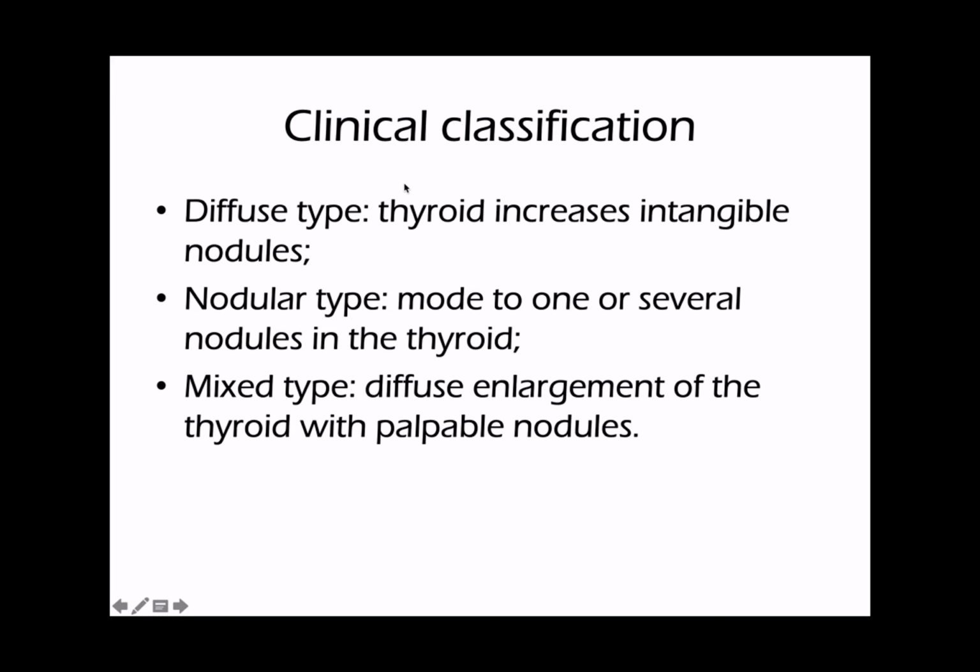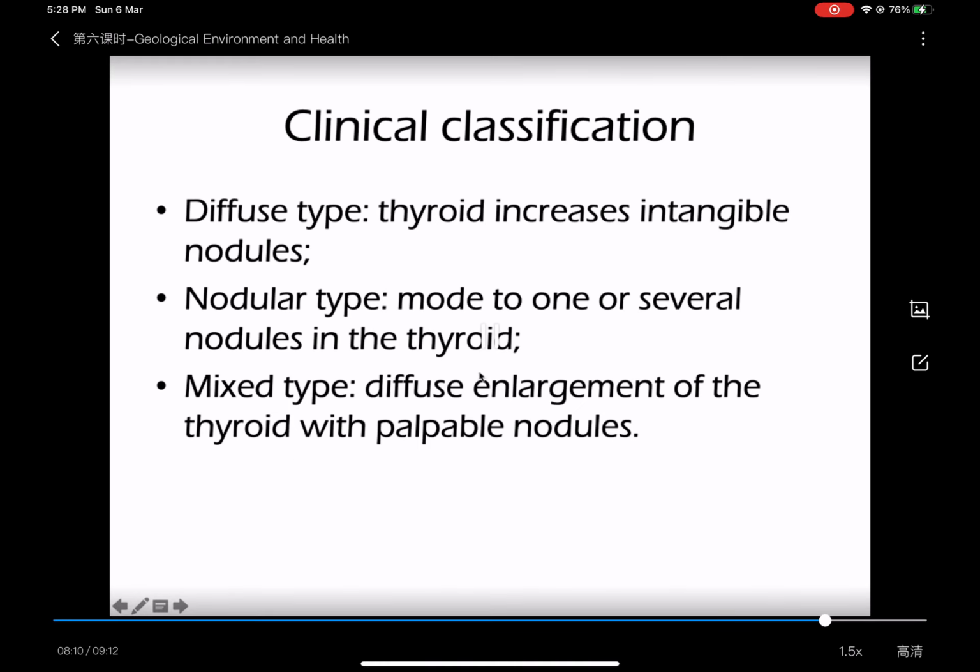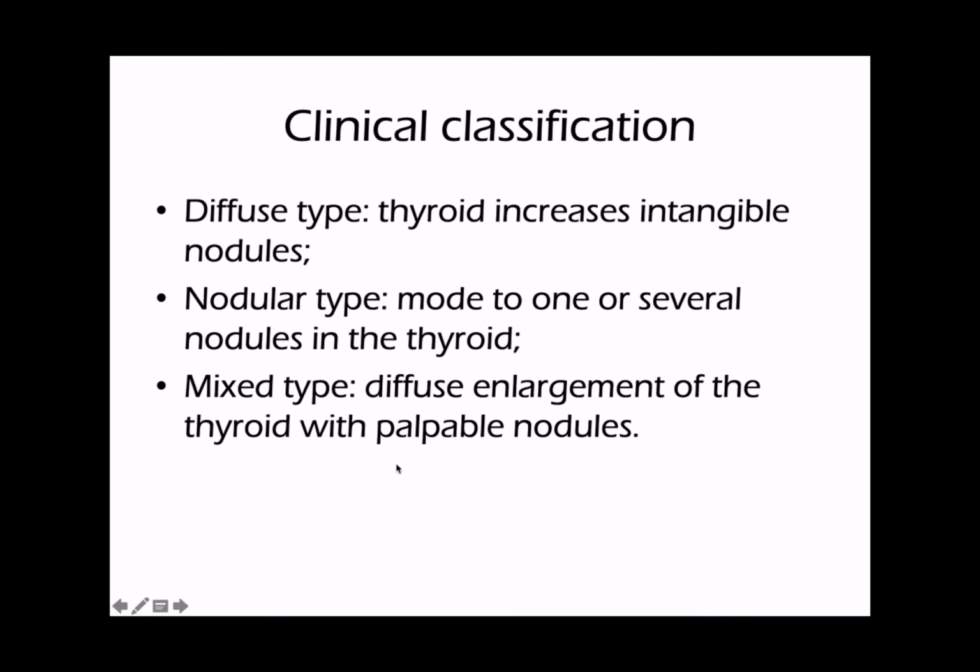So the clinical classification has three types. First of all, the diffuse type. The diffuse type means that the thyroid is enlarged with intangible nodules, so those nodules are not easy to be found. And the second type is the nodular type, where one or several nodules in the thyroid can be found. And the third one is the mixed type. That means that both the diffuse enlargement of the thyroid and palpable nodules are found in the patient. This is very easy to understand. Diffuse type, nodular type, and mixed type.